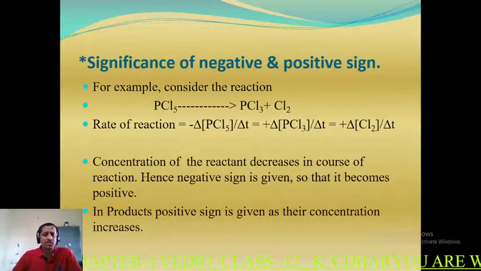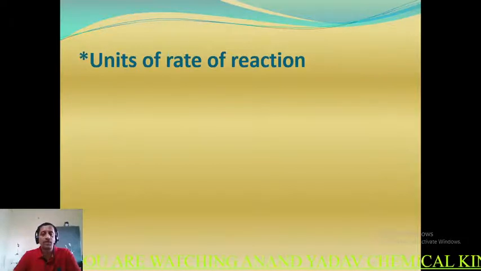Let us see: the concentration of reactant always decreases. So when you write delta PCl5, it means the final concentration of PCl5 minus the initial concentration of PCl5. In the case of reactant, the final concentration is less, therefore the value will be negative. But rate cannot be negative, so in order to make the rate positive, a negative sign is put before that rate expression. Now, what is the unit of rate of reaction?